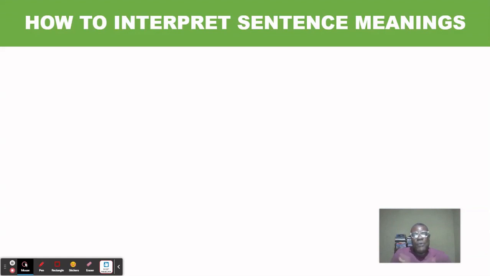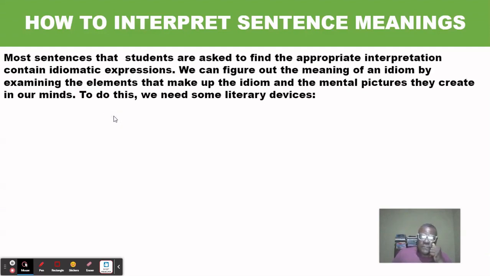But we have come up with some techniques, some skills, some literary devices that you can use for interpreting idioms. Now let's look at them.